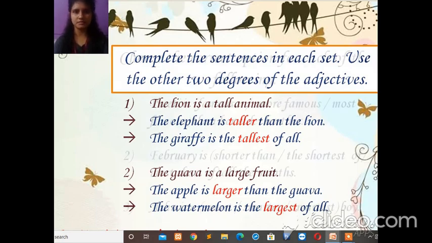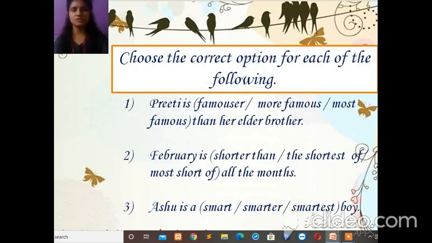Next one is, choose the correct option for each of the following. Here you can see three options in the bracket. We have to select, meaning underline, the correct option. First one is, Preeti is famouser, more famous, most famous than her elder brother. Answer is more famous.